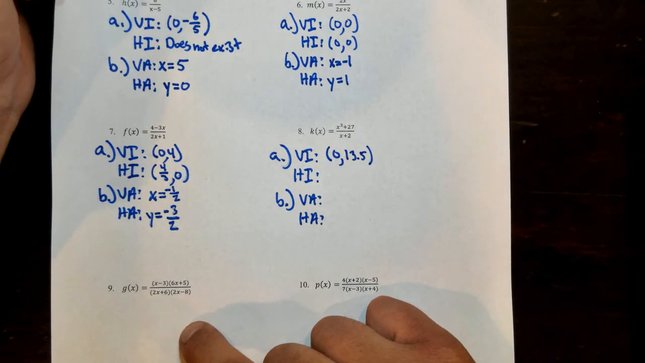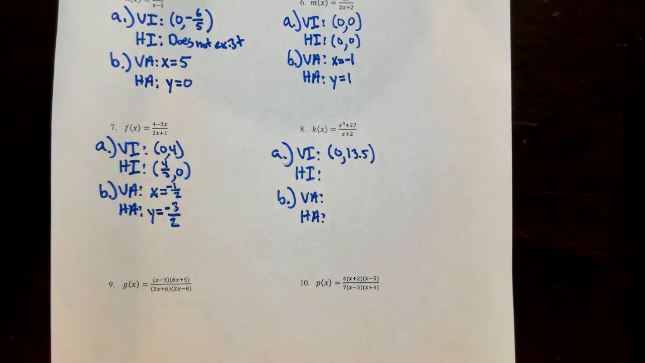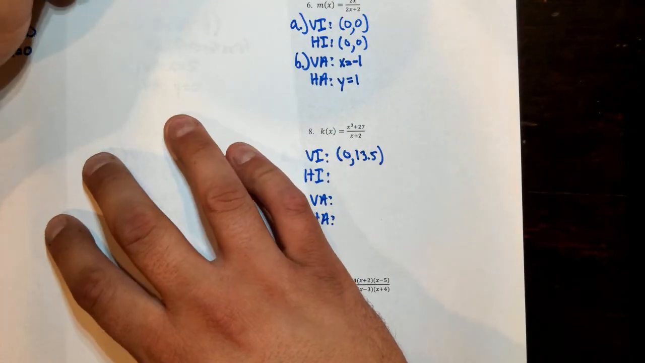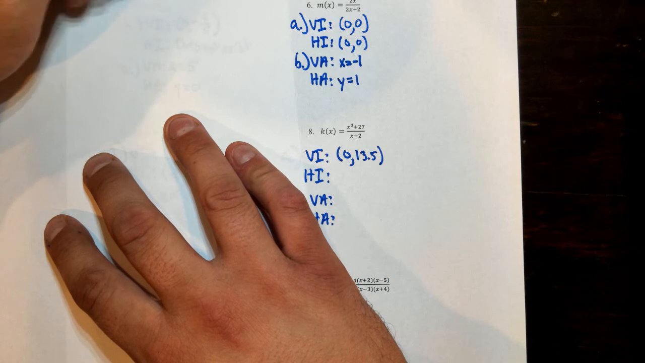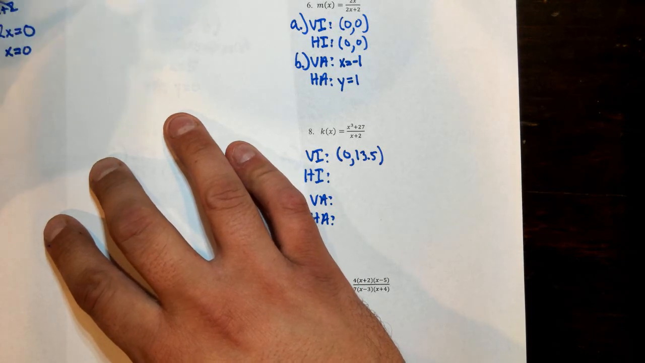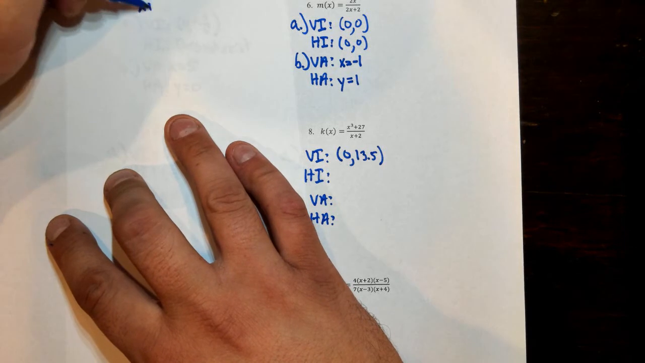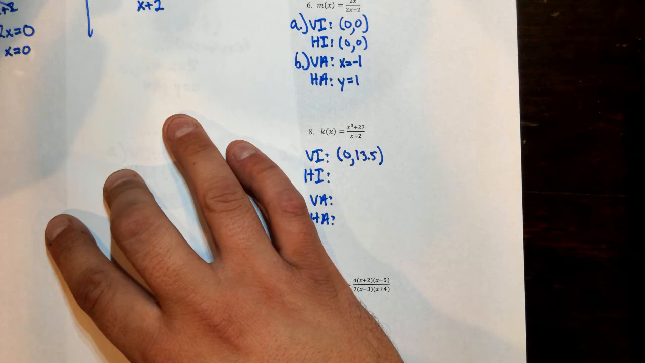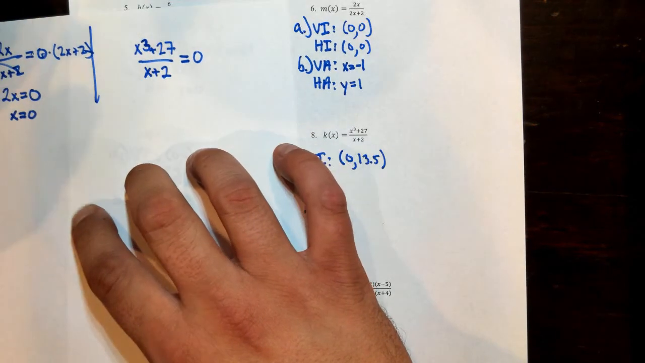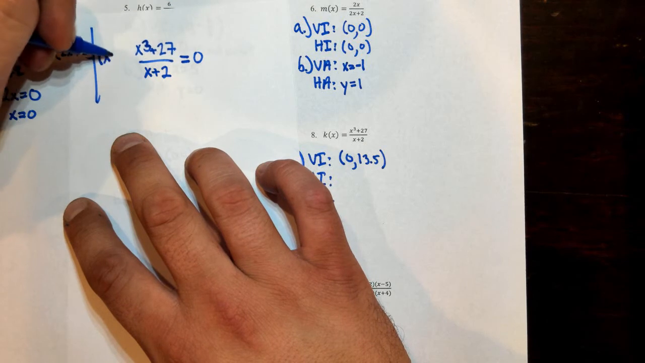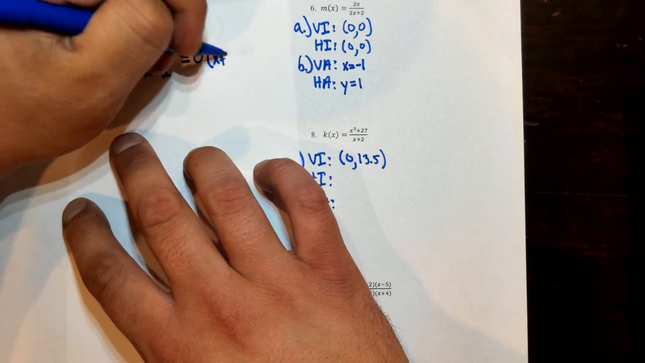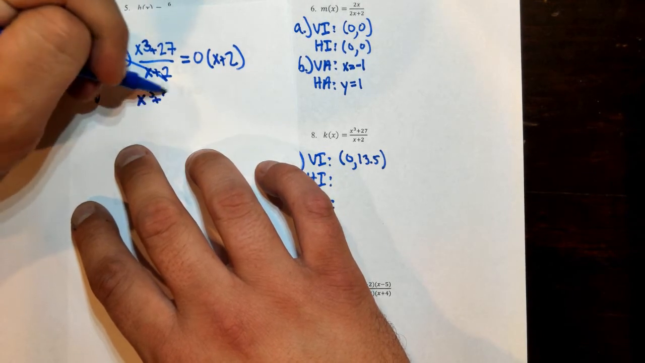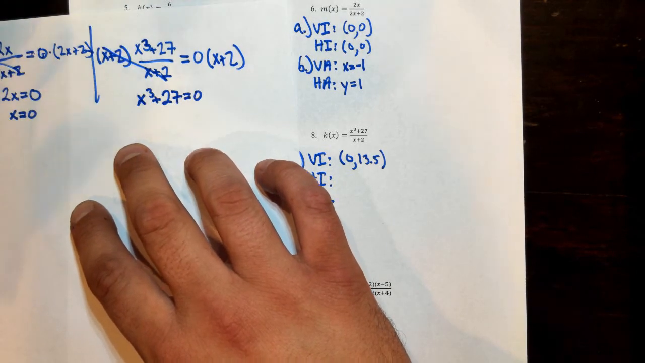Our horizontal intercept, we're going to be solving for x here. So we're going to set it equal to 0, so we have (x cubed plus 27) over (x plus 2) equals 0. We're going to multiply both sides by x plus 2. It's going to go away, and that's going to remain 0. So x cubed plus 27 equals 0.